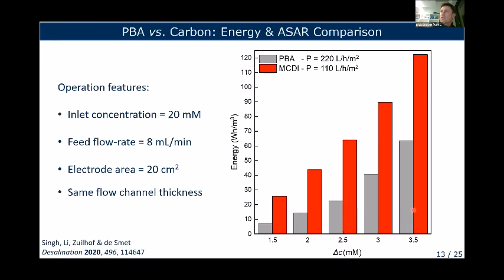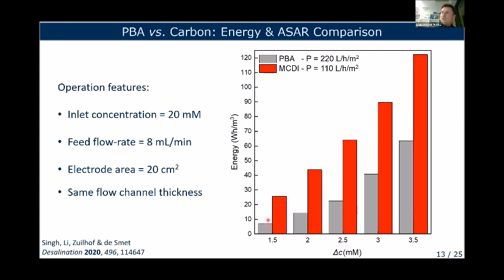And then what you see here in gray is the PBA, so that's the intercalating type of desalination. And red is MCDI, so that's membrane-based CDI. So two carbon electrodes that are covered with either an anion or a cation membrane. And we see that because of this parallel desalination and concentrating in the case of the PBA-based type of material, we see lower energies for the PBA compared to, let's say, the classical carbon-based CDI. So that's a gain here.